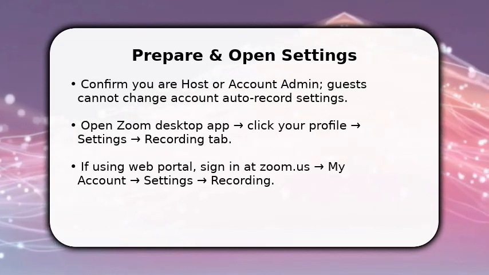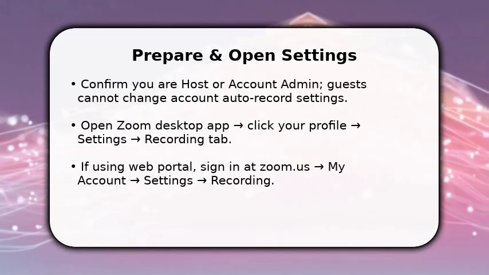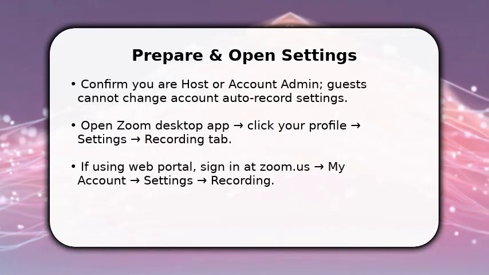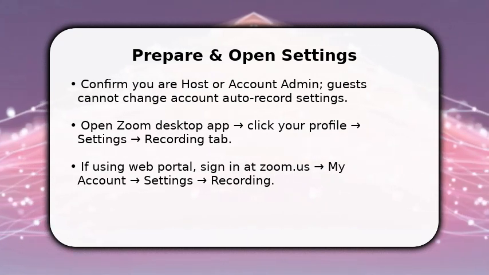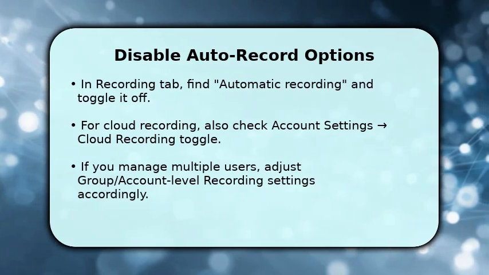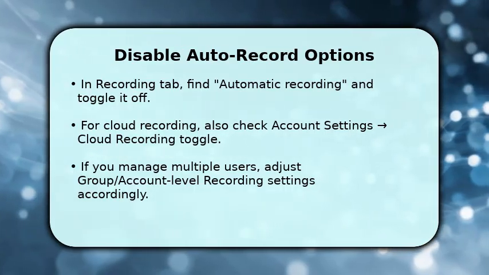Make sure you check whether cloud or local recording is active, since the next steps differ slightly depending on which one is enabled. You now disable the automatic behavior. In the Recording tab, locate Automatic Recording and switch it off. This stops Zoom from starting recording when meetings begin.